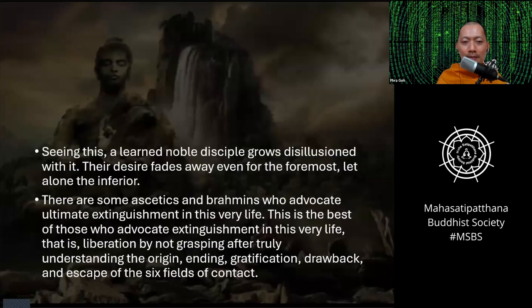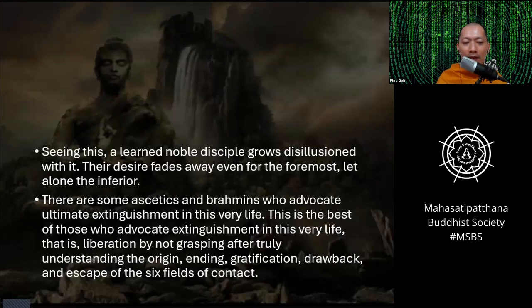Okay, next. Seeing this, a learned noble disciple grows disillusioned with it. Their desire fades away even for the foremost, let alone the inferior. There are some ascetics and Brahmins who advocate ultimate extinguishment in this very life. This is the best of those who advocate extinguishment in this very life. That is liberation by not grasping and truly understanding the origin, ending, gratification, drawback, and escape of the 6 fields of contact. So basically, this is what the Buddha advocated, by detachment and letting go.